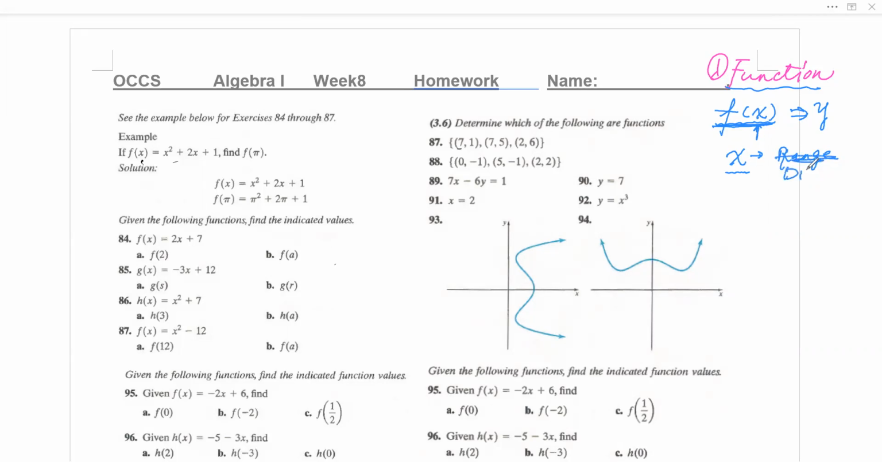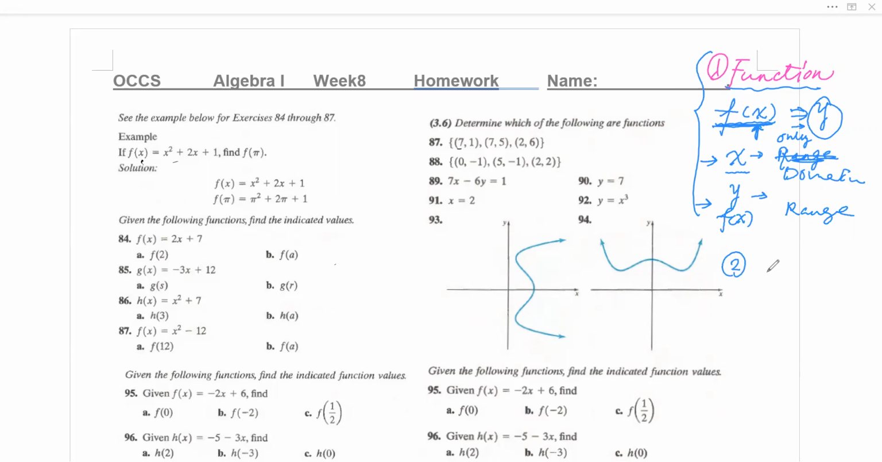This is the domain. And what the f of the function gives, the set of output values, we call it the range. So this is the notation, a domain and range. Another important point: when we say function, one input x has only one output y. So this is the first topic.